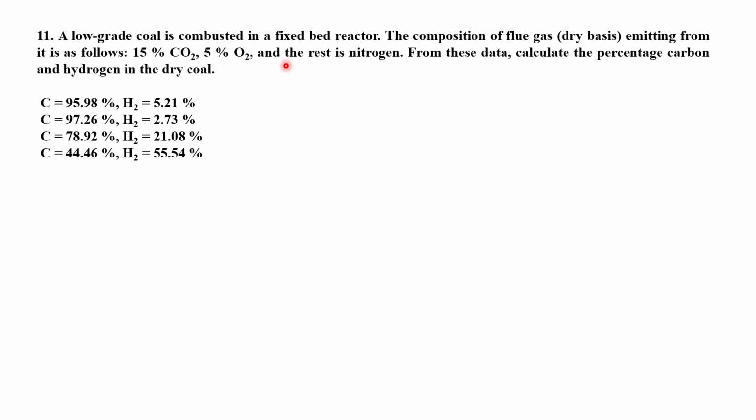Okay, let me start with this question: a low grade coal is combusted in a fixed bed reactor. The composition of the flue gas, on a dry basis, emitted from it is as follows: 15% CO2, 5% O2 and the rest is nitrogen, that is inert, basically air we are considering. From these data, calculate the percentage of carbon and hydrogen in the dry coal. So let us start with this.